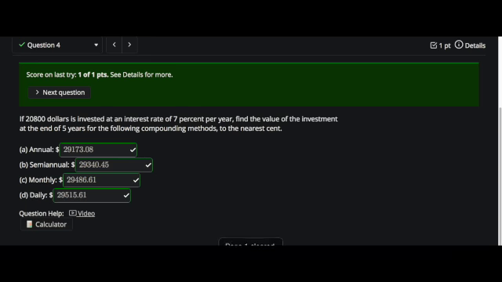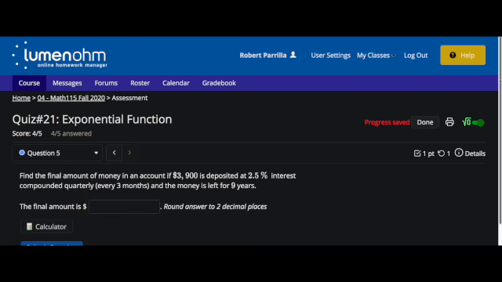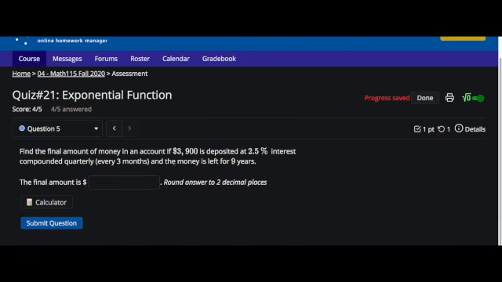We're done with this one, and we're up to the last one, I believe, question 5. Yeah, question 5, that's the last one. Okay, find a final amount of money in an account. This is the same kind of thing. So $3,000 is the present value, and the interest rate is 2.5%, but that's 0.025. So be careful with those if you do this.